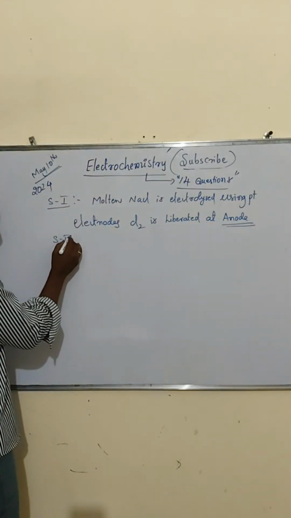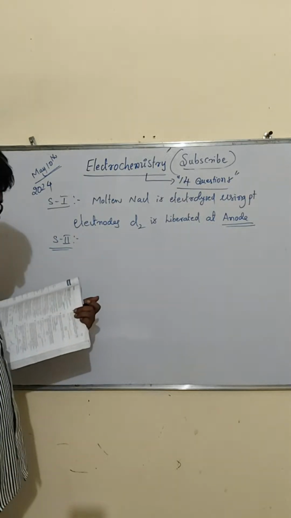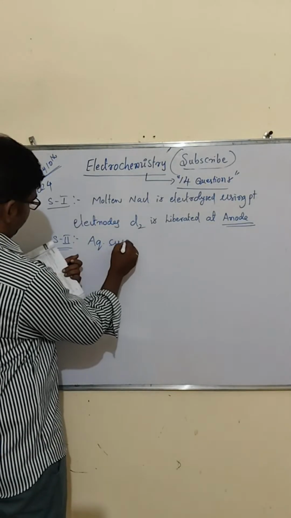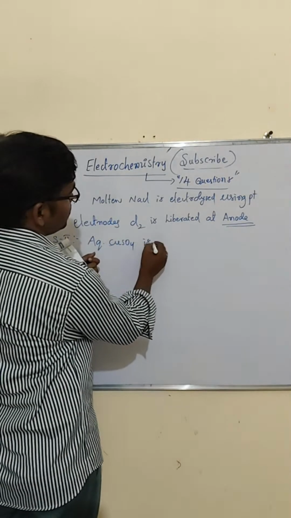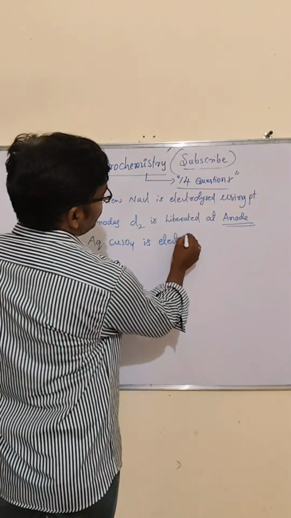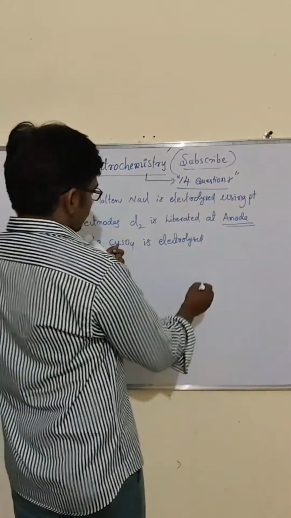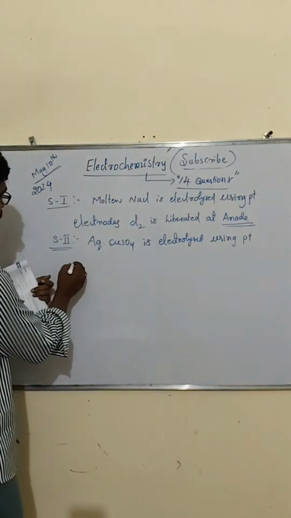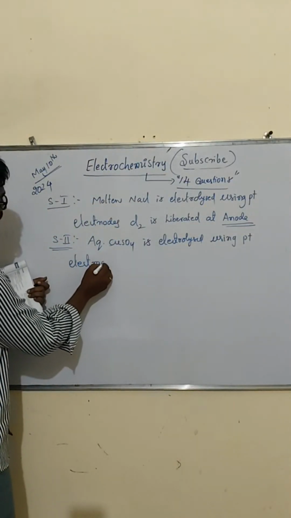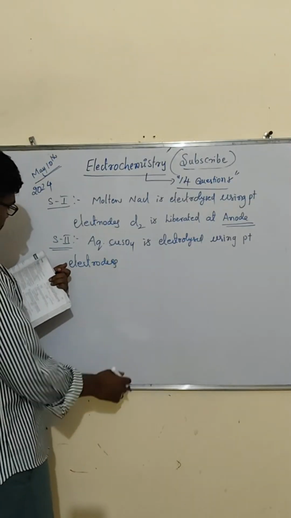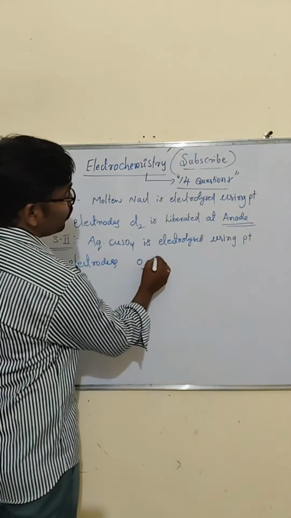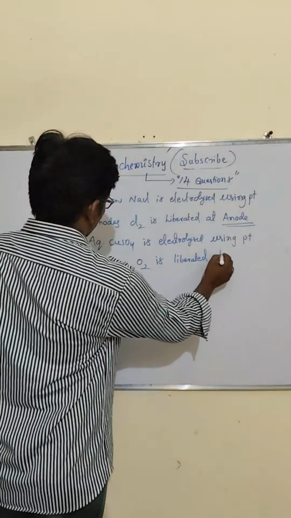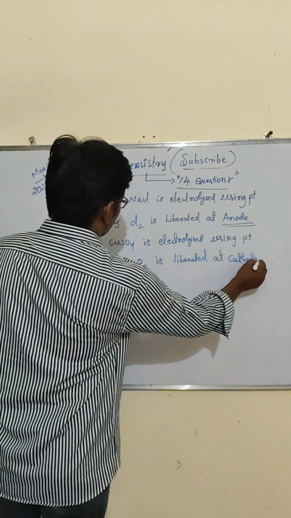Next, statement number 2: Aqueous copper sulfate solution is electrolyzed using platinum electrodes. Then O2 is liberated at cathode. We saw the same question before.